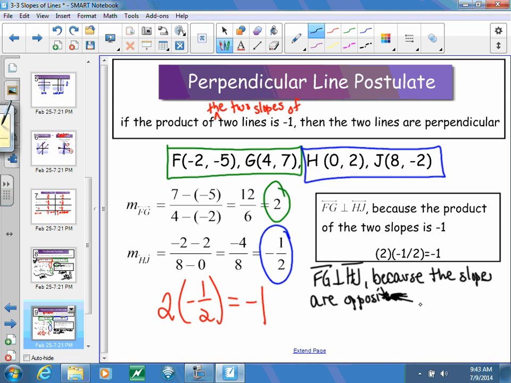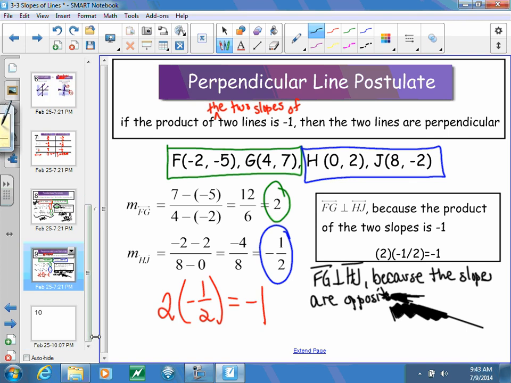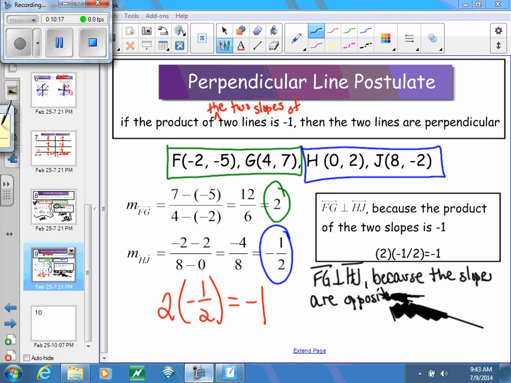reciprocals. Uh-oh, hold on. I gotta pause my video here and bring it back. I'm just gonna go ahead and finish this up here. But because the slopes are opposite reciprocals of each other. Now I can't write, my pen's all goofy, but that's another way for you to write out your explanation. So you can either have because the product of the two slopes is -1, or because the slopes are opposite reciprocals of each other. I'm going to pause my video here and bring it right back.